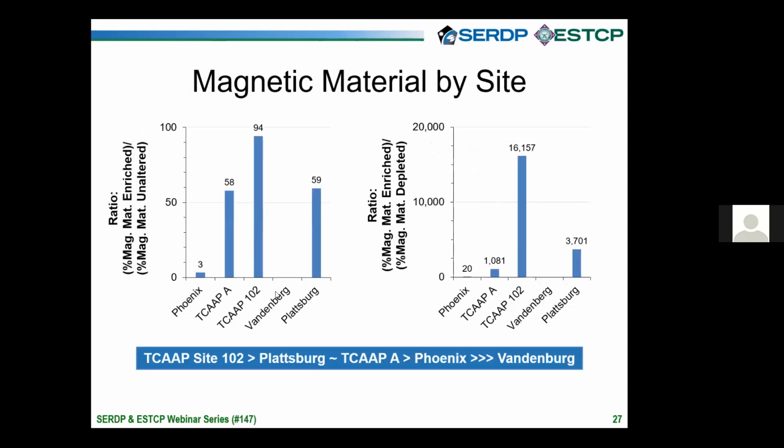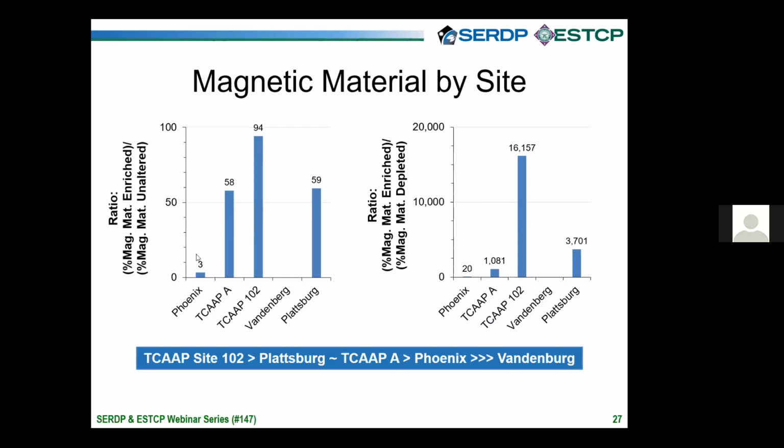When we express that magnetic material as a ratio of what is in the enriched fraction on the y-axis, the magnetic material in the enriched fraction divided by the magnetic material in the unaltered fraction, you can see that range of activities. Now, the interesting thing is that Vandenberg is a big site. In the particular sample that we got from that site, there was very little magnetic material in it. And so at the moment, that sample is in effect going to serve as a negative control for us.